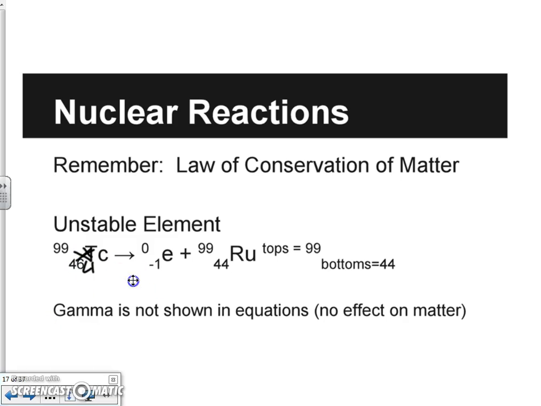The reason I wanted to show you this is that it's a beta emission. So here's our beta particle, 0 over negative 1 e. What I wanted you to see is that if this is 43, then negative 1 plus 44 gets me 43. People tend to confuse that a little bit. This is a minus, just remember. And again, 44 tells me that this is the element Ru, ruthenium. Again, gamma not shown.